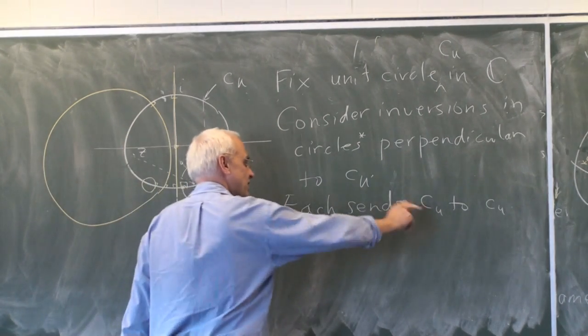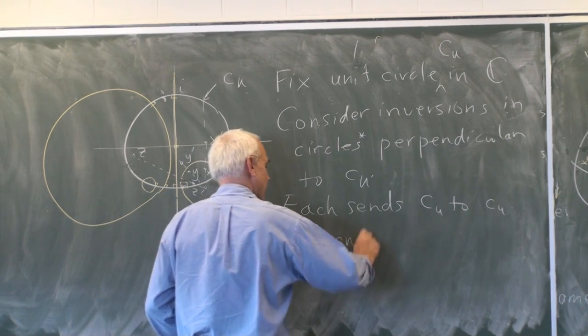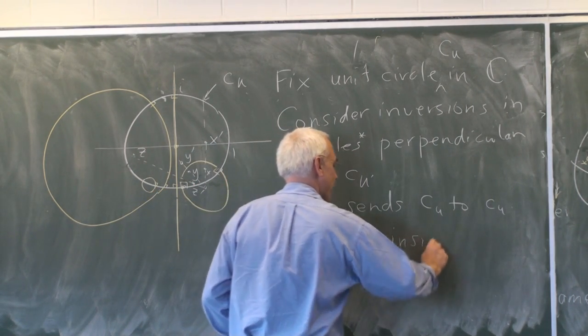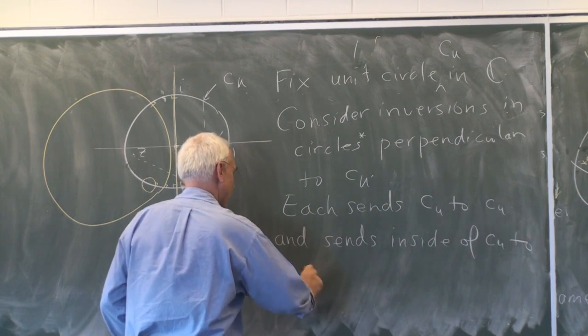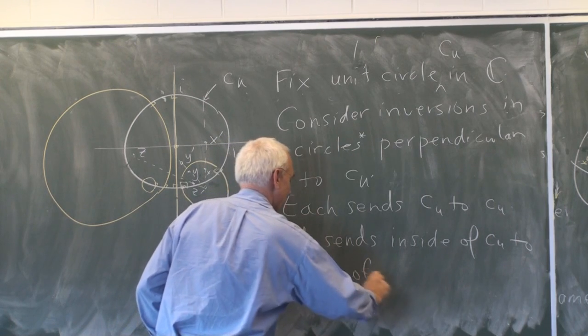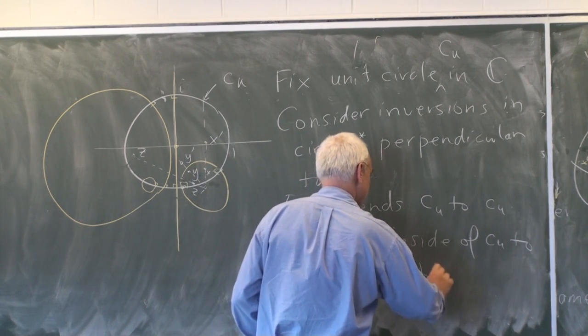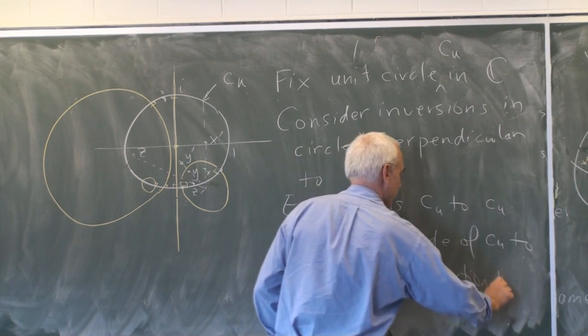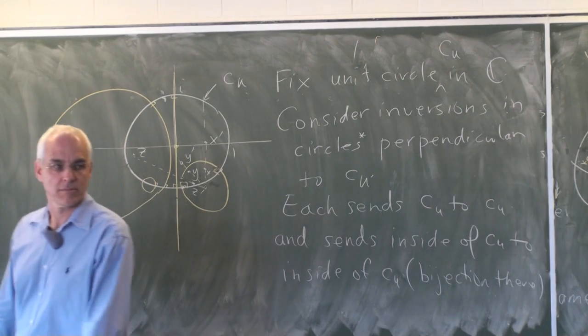So each sends C sub u to C sub u and sends the inside of C sub u to the inside of C sub u. Actually, it's a bijection on the inside, because you can invert just by doing it again.